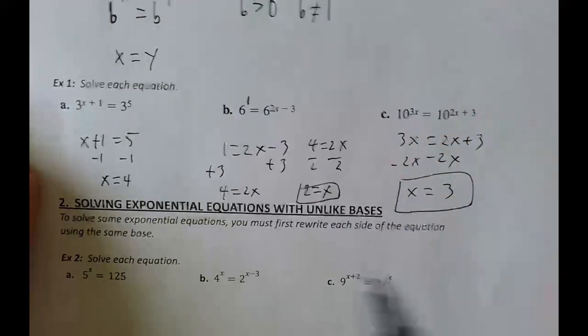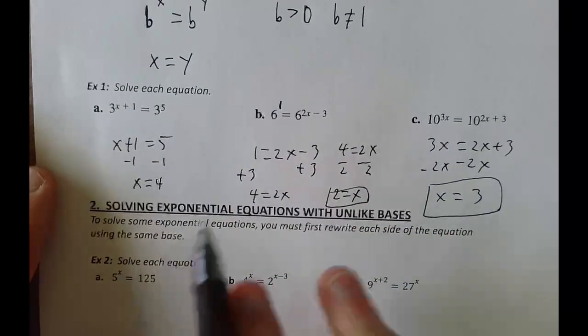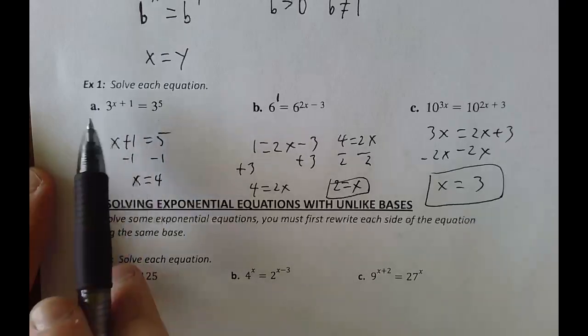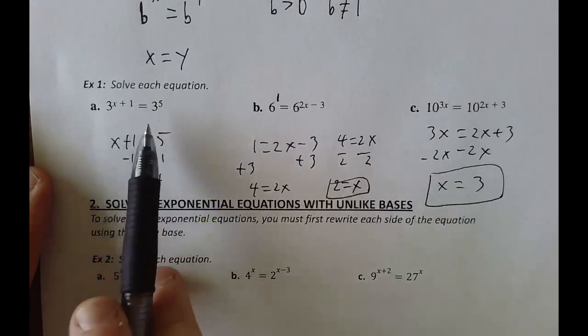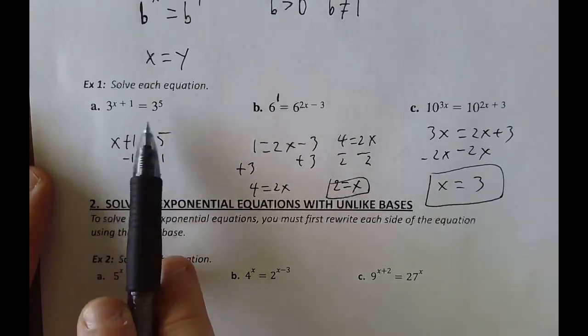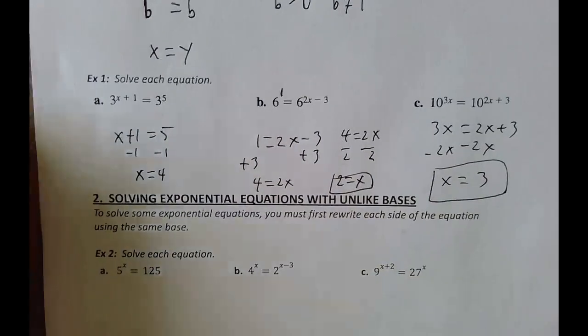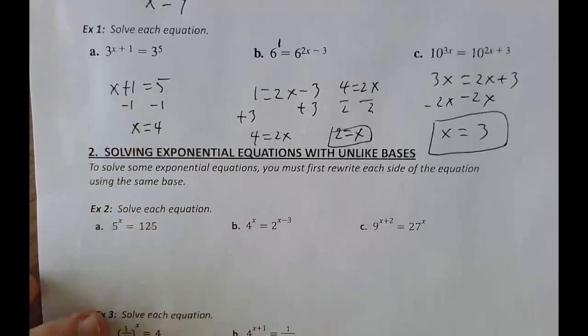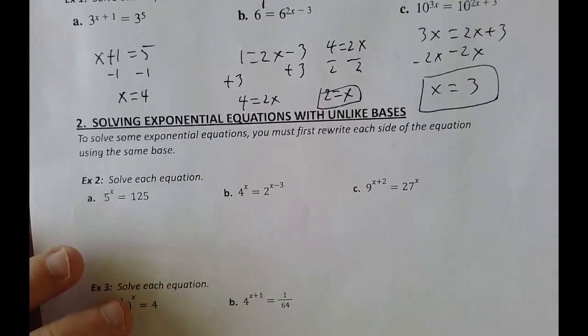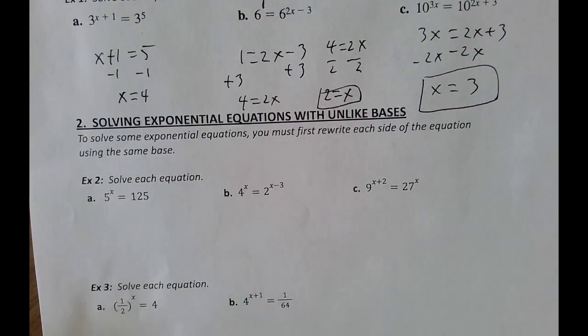So the long and short of it is, as long as the bases are the same on both sides of the equation, and that's all we're looking at, then the exponents must also be the same. Let's do a little more practice here. Now we've got some more challenging problems, and this is what you're going to get in your homework. You're going to have to solve equations with unlike bases.